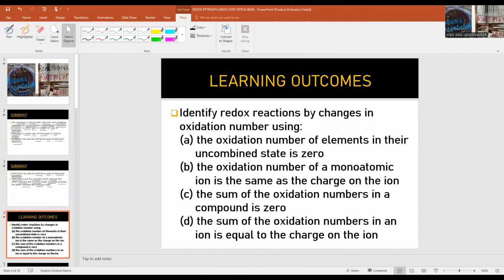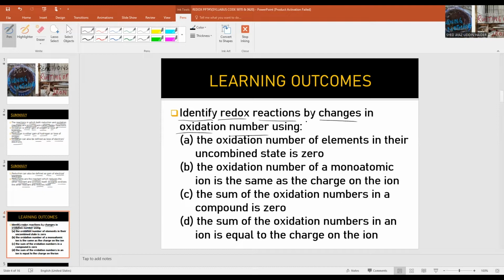So the learning outcome for this last video lesson for redox would be to identify redox reactions by changes in oxidation number. This is something new which is inducted in the 5070 syllabus 2023 till 25 version. It's common with, and in parallel to, the syllabus 0620.